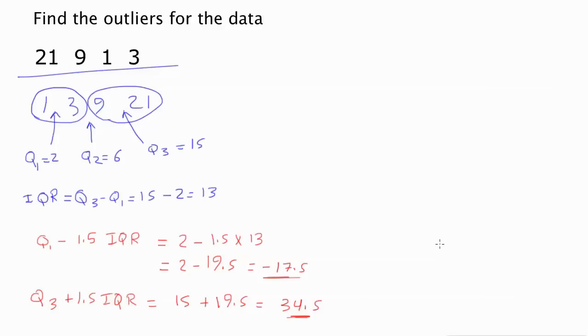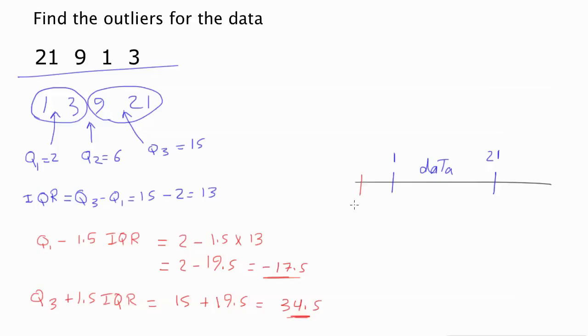So how am I going to decide that? I'll just graph approximately the range of the data. The minimum value is 1, so approximately that's 1 here, right? The minimum value is 1, and the maximum value in the data is 21. So this is my data, from 1 to 21. And let's also graph approximately where the fences are.